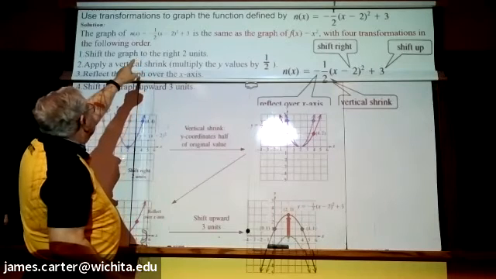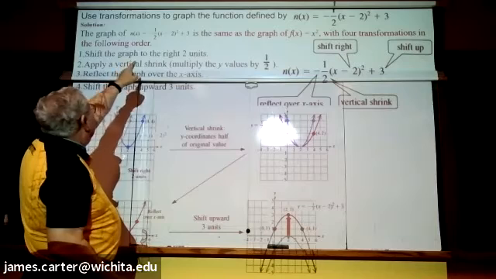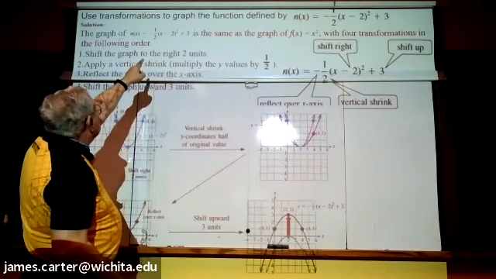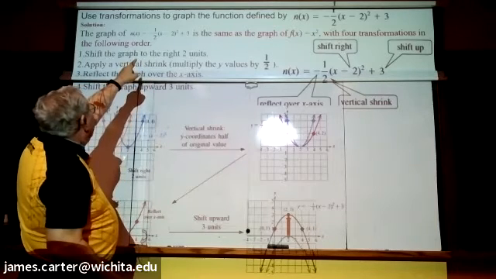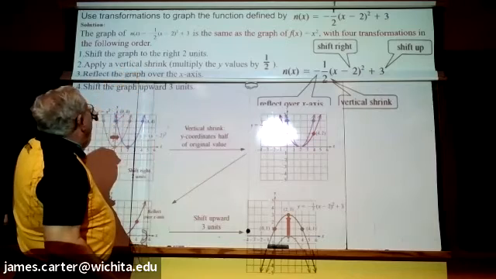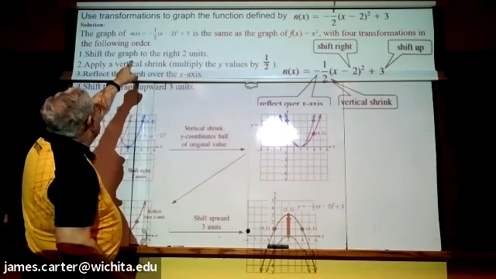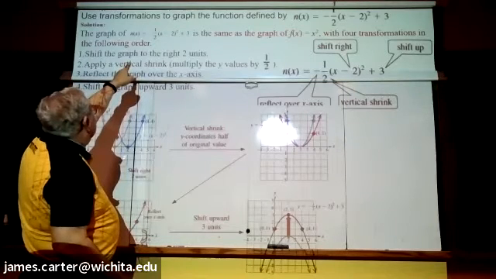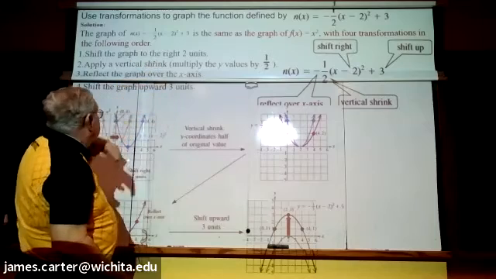The 1/2 is 1. The negative itself is a flip. And the plus 3 is a shift up and down. So the minus 2 moves right, the 1/2 is going to compress it. The negative is going to flip it across the x-axis, and the 3 is then going to raise it up.